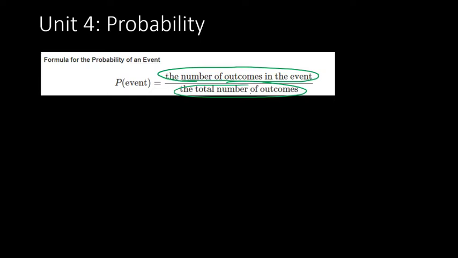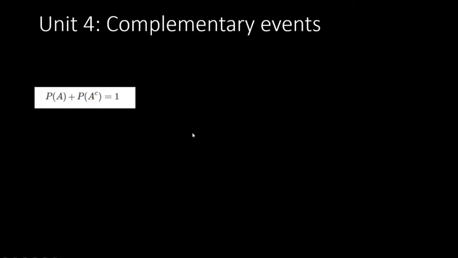So the probability of an event is the number of ways it could happen, divided by the total number of outcomes that could happen, period. We also want to be aware of complementary events.